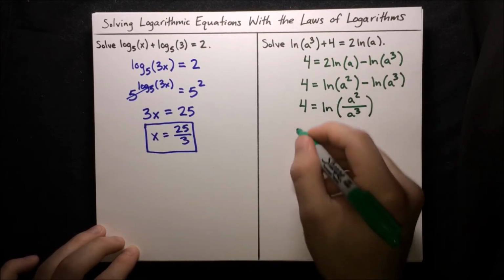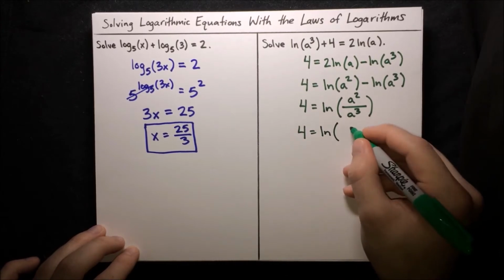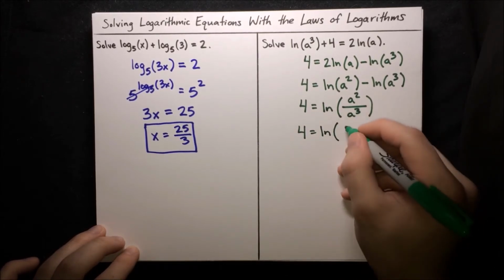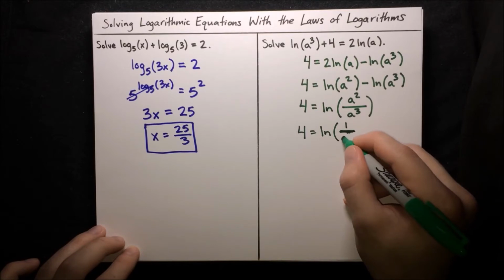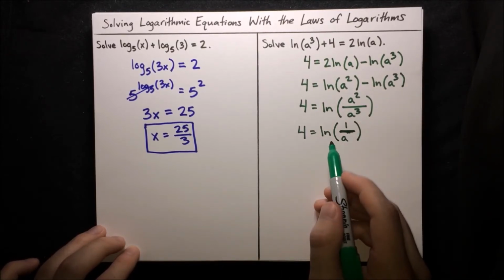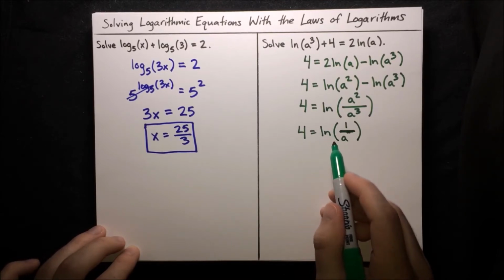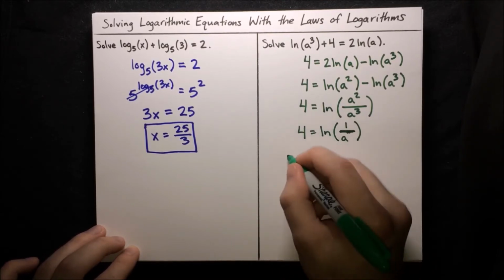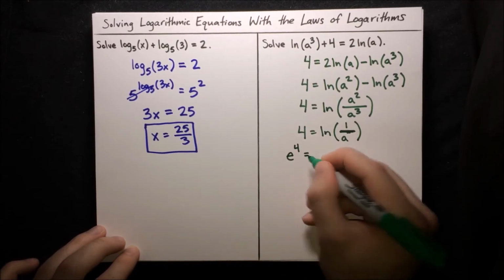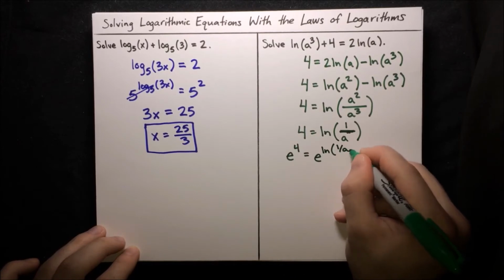And that can be simplified a bit. So 4 equals natural log of, reduce top and bottom by a squared, so just 1 on top, and a on bottom. Now natural log, remember, that's log base e. So we can cancel this out, this natural log, if we raise e to the power of each side. So e to the 4th is equal to e to the natural log of 1 over a.